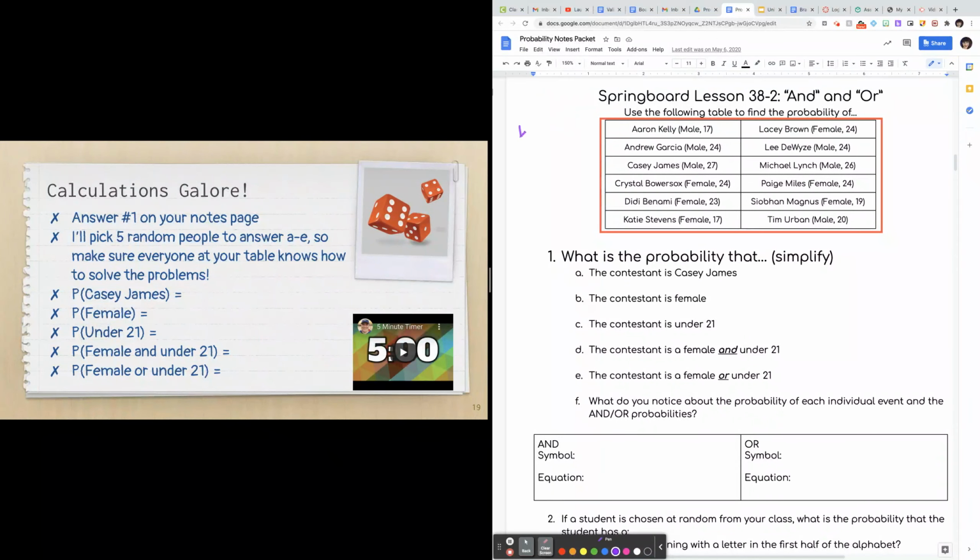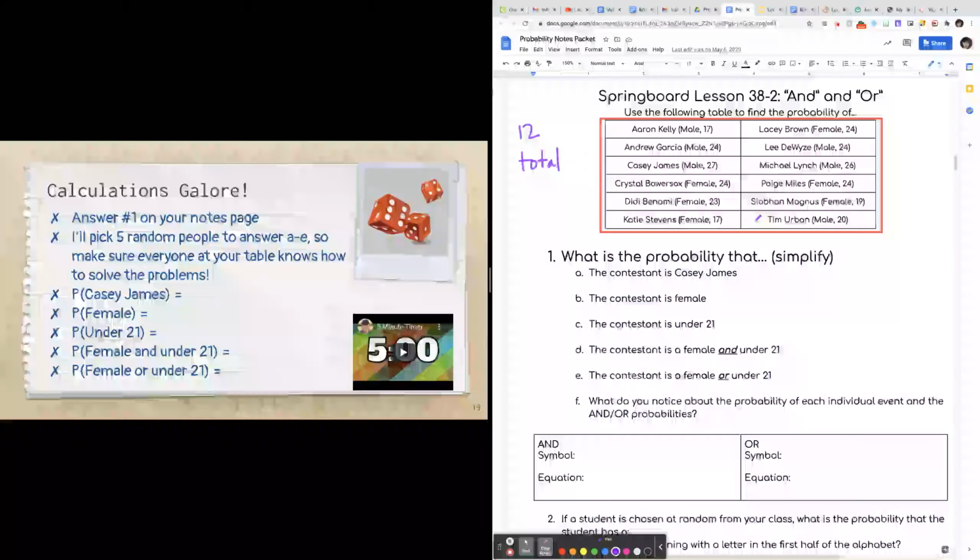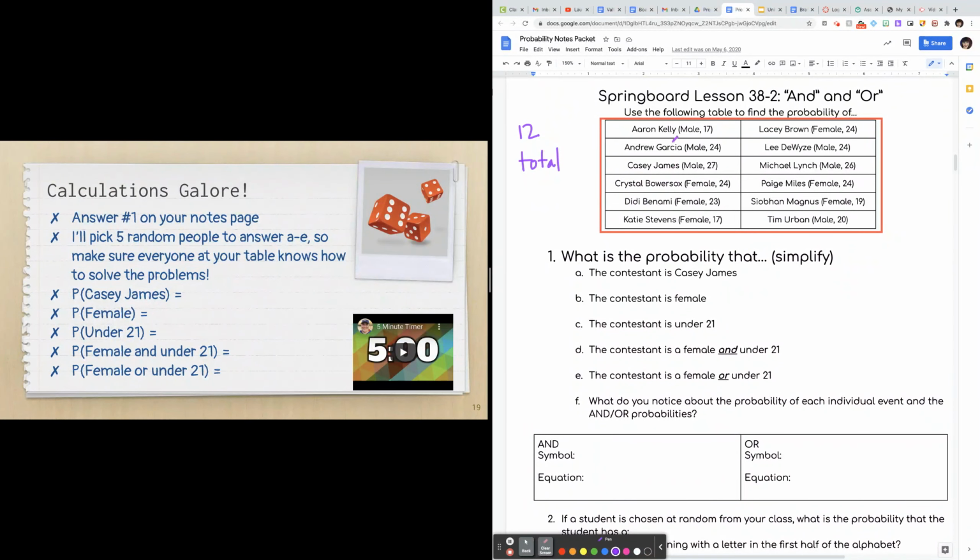Okay, so I have 12 people total. Obviously their genders are listed here. Obviously gender is a spectrum, but these people were asked to choose male or female. Okay, and then their ages are listed as well. So remember, if we just think about basic probability, probability is the number of successes divided by the total.